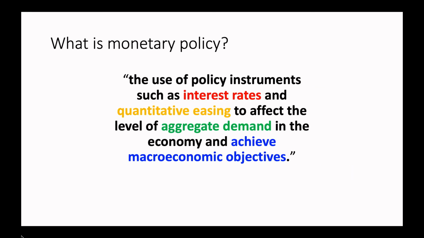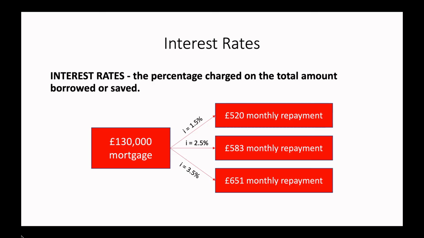So first, let's look at what monetary policy is. Monetary policy refers to the use of policy instruments such as interest rates and quantitative easing to affect the level of aggregate demand in the economy and achieve macroeconomic objectives. So let's start off with the first part of that definition, interest rates. You should be familiar with this slide if you watched my video on interest rates, but let's just recap.